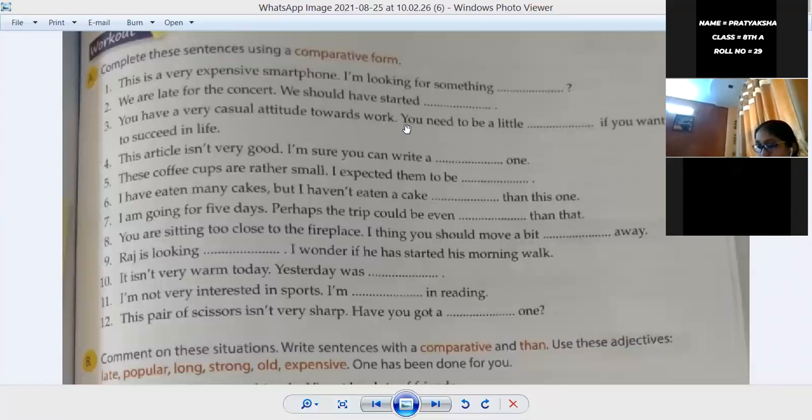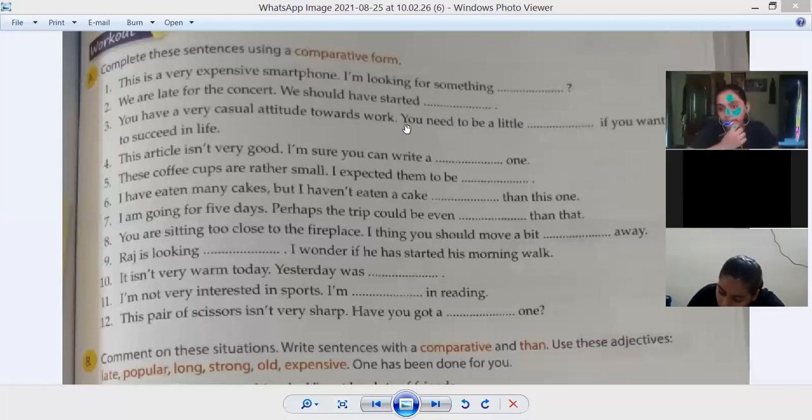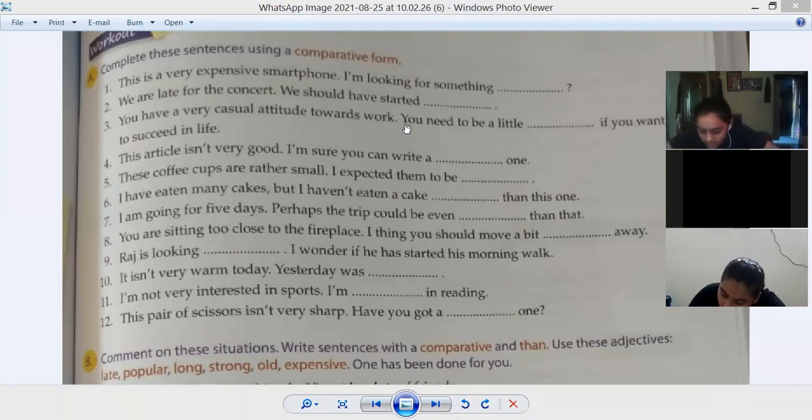Next one. I'm not very interested in sports. I'm more interested in reading. Next one. This pair of scissors isn't very sharp. Have you got a sharper one? Absolutely correct. I think you have done this, children. Have you done it? Yes, ma'am.